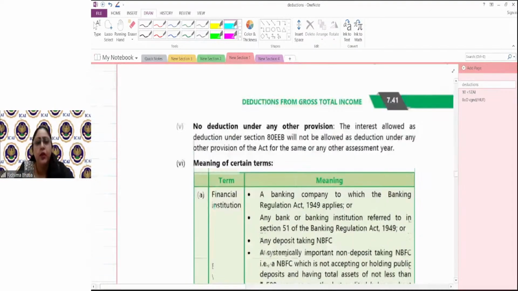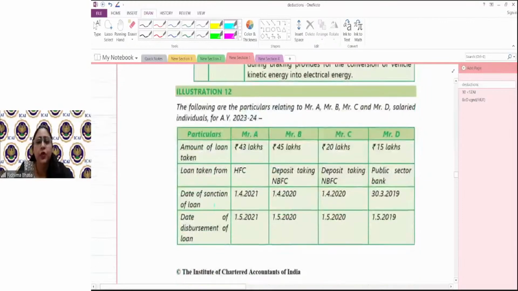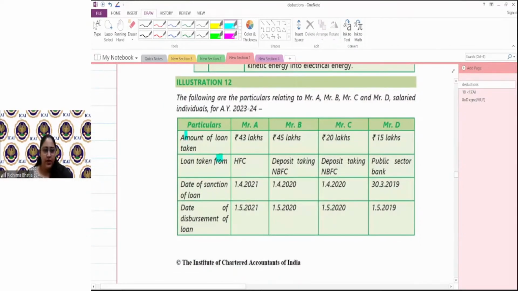Okay, clear? So if I take a question, you will be seeing there's a particular case of A, B, C, and D. A has taken a loan of 43 lakhs. Please guys focus on the screen. B has taken a loan of 45 lakhs. C 20 and D 15. Let us talk about A first, okay, and then we'll go to B, C, and D. Okay.